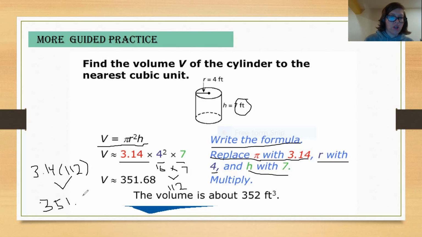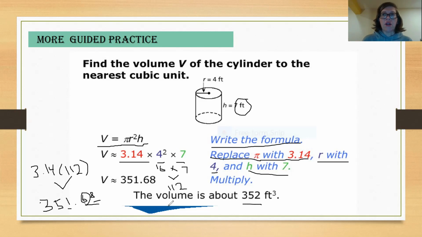Now, they gave you the direction for this problem to round to the nearest cubic unit. So in this case, they rounded up to 352, because the 6 in the tenths place will tell you to round your 1 up to a 2. So the volume is about 352 cubic feet.